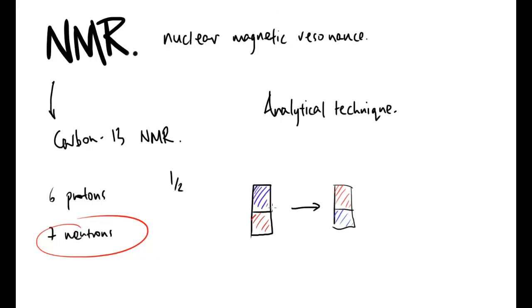So again, you don't need to know really any of this. It's just to give you a bit of background. So just to recap what I've said, if a nucleus has an odd number of protons or an odd number of neutrons, it can possess a property called spin.